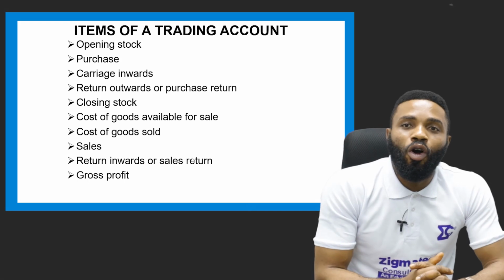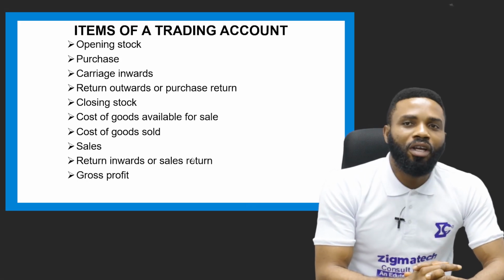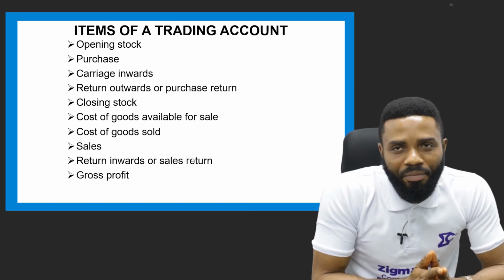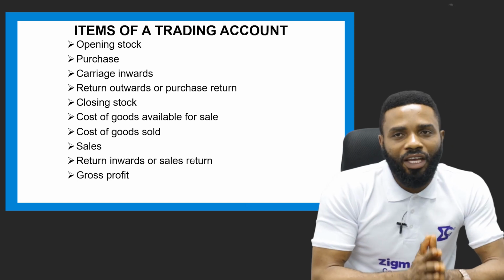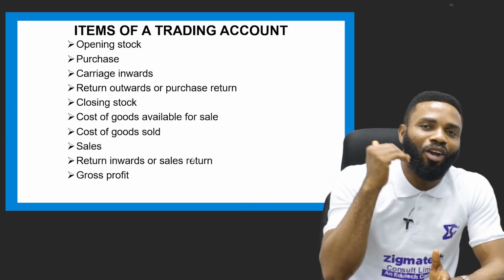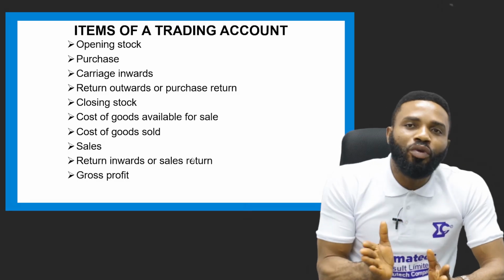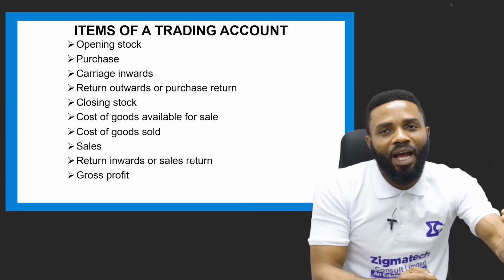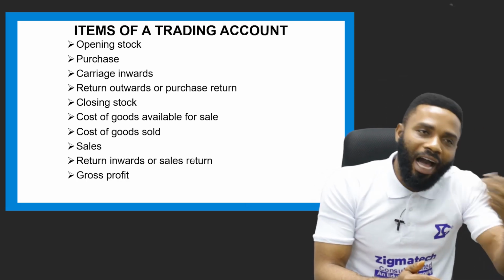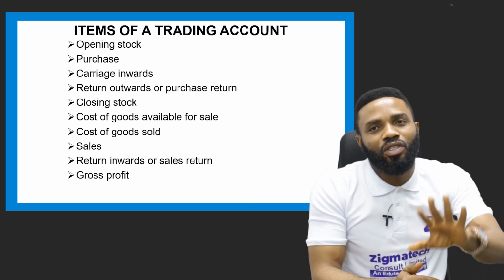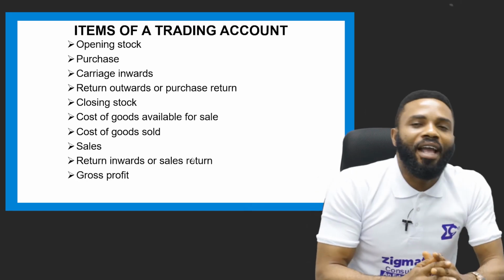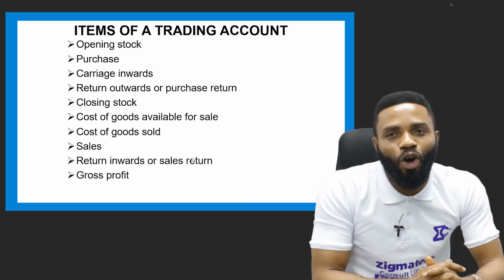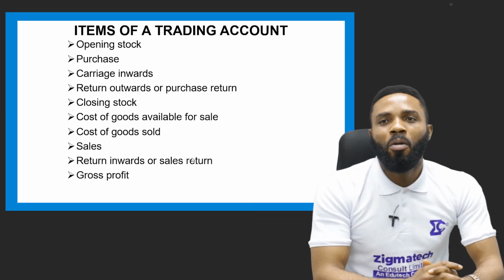The next one is what we call return outwards or purchase return. Assuming you bought 3 cartons of Indomie and then getting to the destination of your business, you discover that 1 carton of the Indomie is not up to the standard of Indomie you are supposed to buy. You need to return it back to your supplier. So that 1 carton that is returned back to your supplier is what we call return outwards. So if initially you bought 3 cartons and you are returning 1, by extension you'll be left with just 2. So that one that is returned back to your supplier is called return outwards or purchase return.